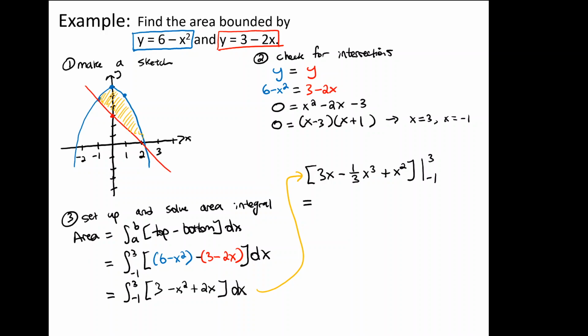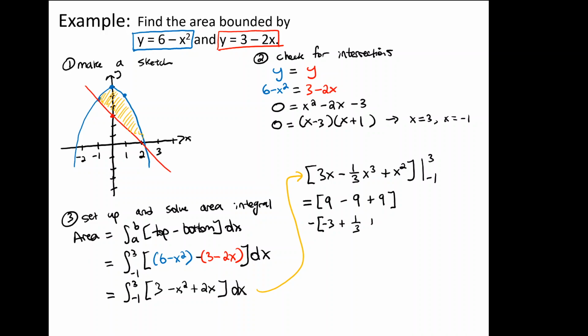This is where I make all my mistakes. There's a fraction in there, and I'm going to make an error. Let's see how far it takes before the error comes in. So 3 times 3, we get 9. 1/3 of 3 to the 3, so 1/3 of 27, we get 9. And then plus x squared, we also get 9. And then subtract the bottom bound. So 3 times -1, we get -3. And then -1 to the 3 times -1/3, we get positive 1/3.